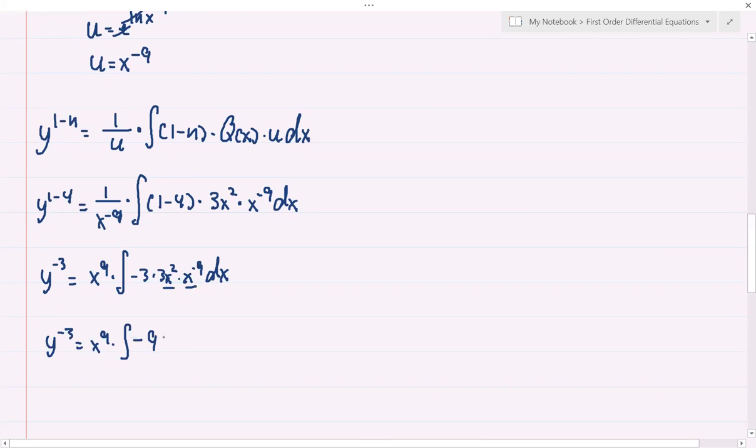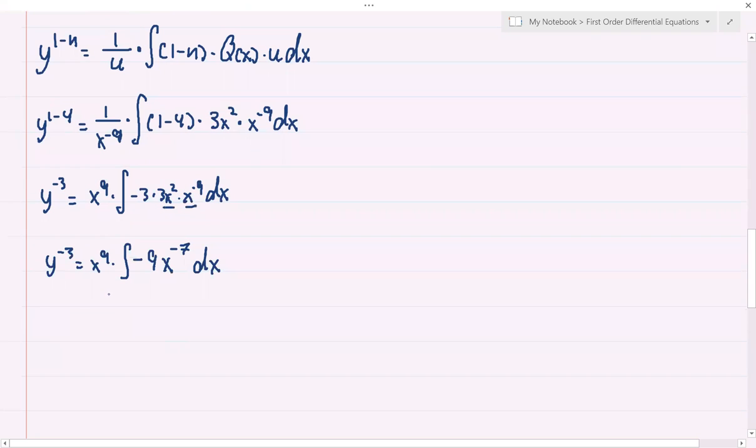Multiply the x here. Since both of them have the same base, which is x, all you need to do is copy the base and add their exponents. So 2 plus negative 9, or 2 minus 9. So 2 minus 9 is negative 7. There you go.